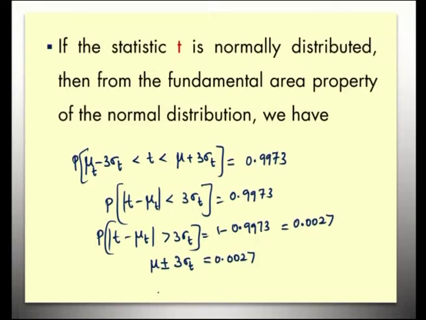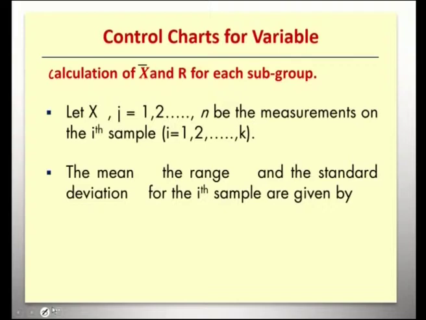Control charts for variables. As already discussed, there are two types of control charts. One is control charts for variables and another one is control charts for attributes. Control charts for variables are the X bar chart, R chart and standard deviation chart. Among the three charts, two are given more importance, that is, the X bar and R chart. Calculation of X bar and R for each subgroup.